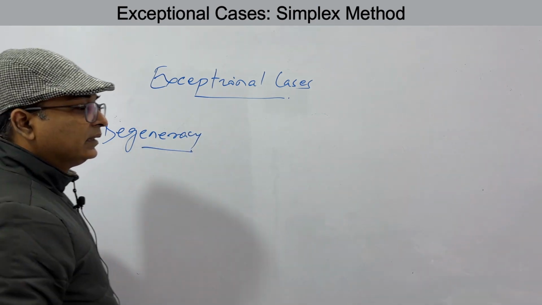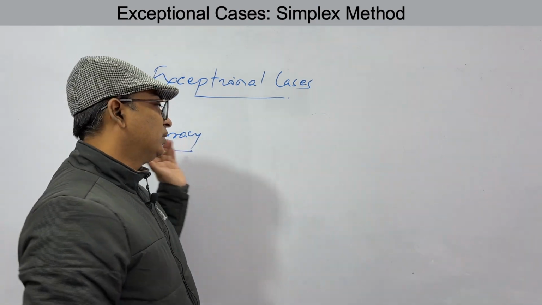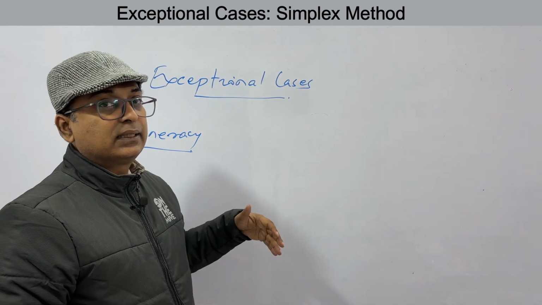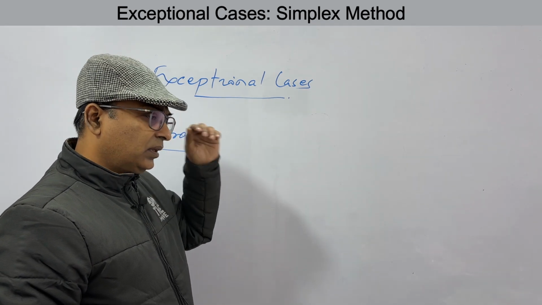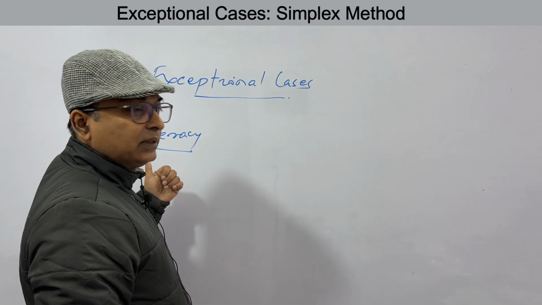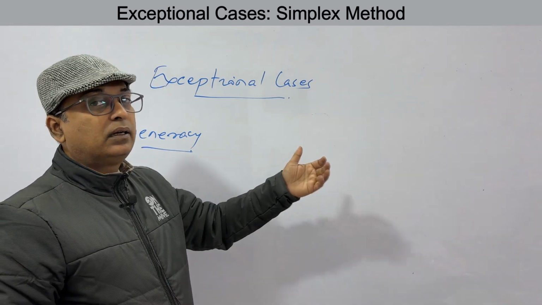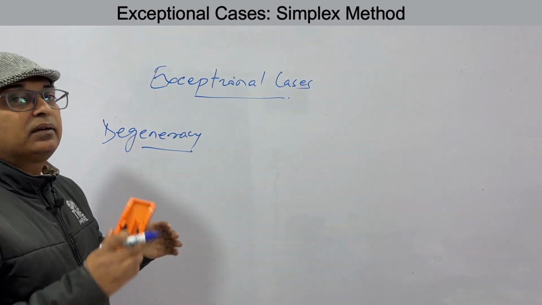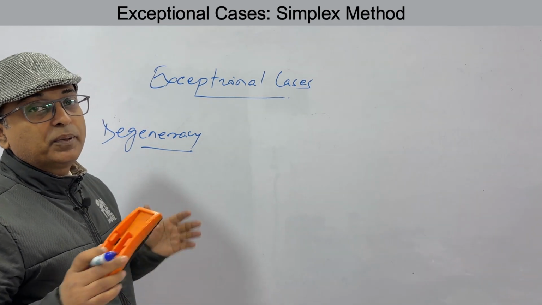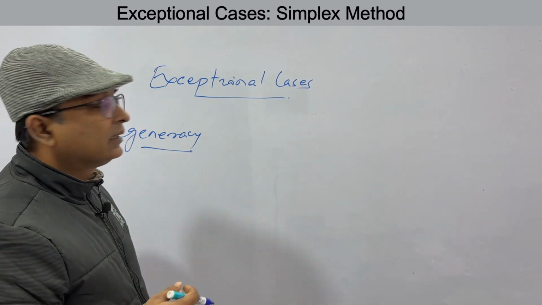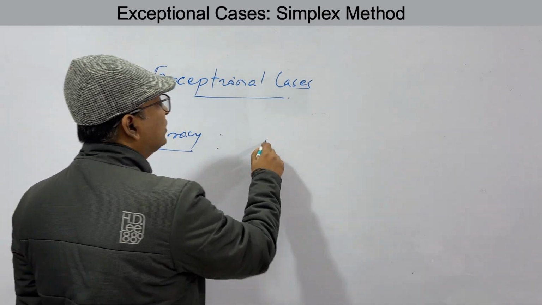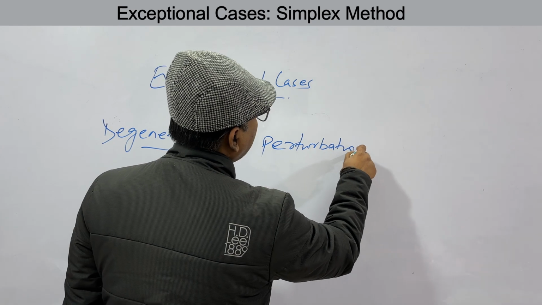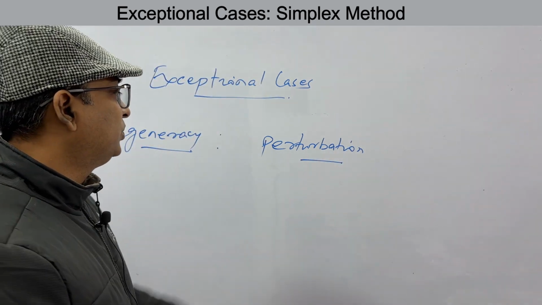The problem in degeneracy is that sometimes when you choose an outgoing variable, the process becomes cyclic. That is, every time you keep on entering a new incoming variable and exiting one from the basis column, so incoming, outgoing keeps on repeating without getting any optimal result. The process becomes cyclic. So what we do, we use the perturbation technique. I'll take an example and then explain it properly.